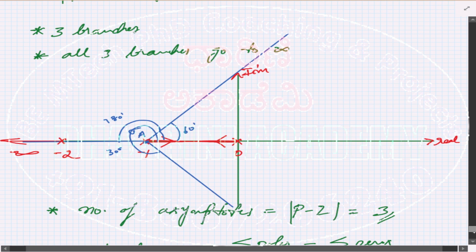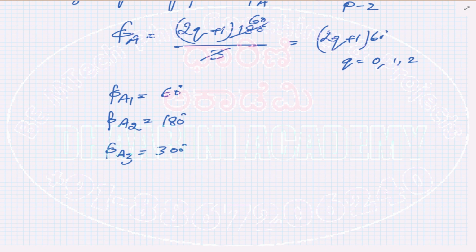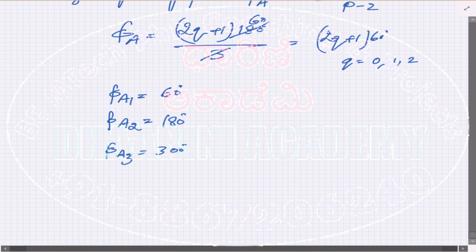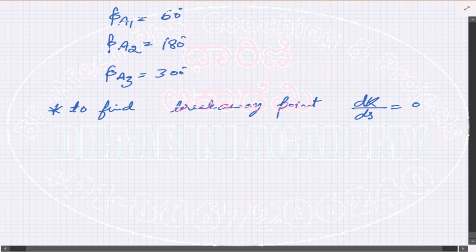All right, next, the asymptotes are done now. 3 asymptotes, angles of asymptotes also calculated, and we plotted the asymptotes. Now we can go for the breakaway point, right? So to find the breakaway point, we need to perform dk by ds equals to 0, right?